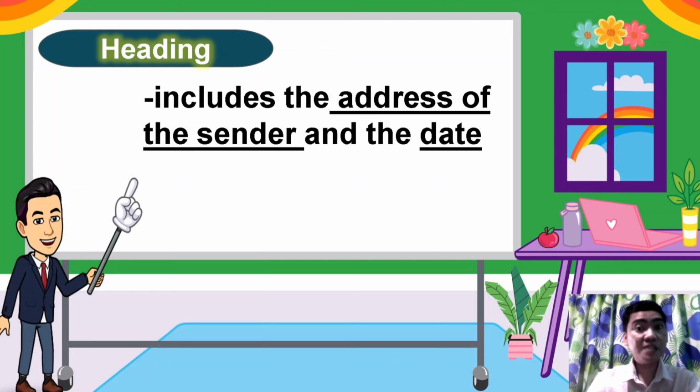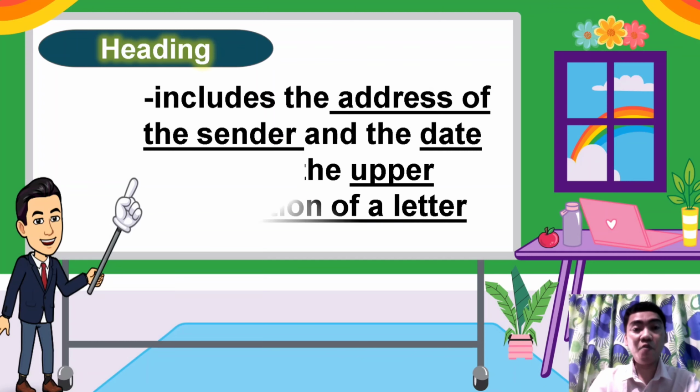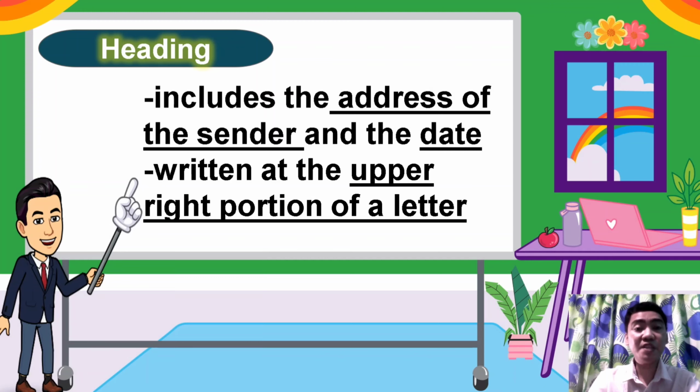Remember that it's you as the sender who is writing the letter to put the address and of course the date. When will you be writing your letter? For example, if you will write it today, you will put October 4, 2021 and then your complete address, and you will see later on. And of course, this heading must be written at the upper right portion of your letter.